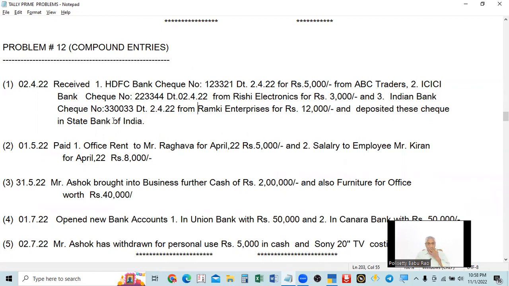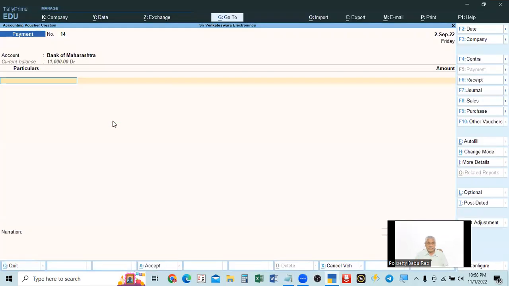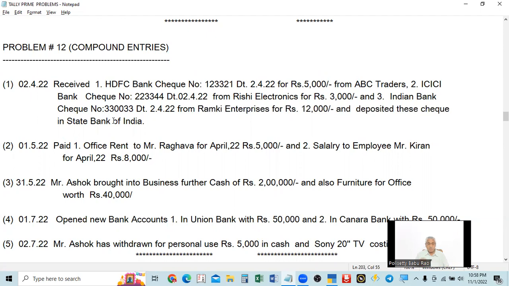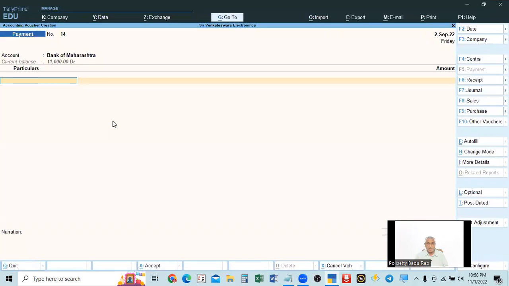Now see, what is the nature of these transactions? All 3 transactions are the same in nature. On the same date, 2nd April, we received 3 checks, so the nature is receipt. It is the receipt of checks. Now we have to record this in a receipt voucher. So first you go to the voucher creation screen, then you select receipt, which means F6. Select F6.